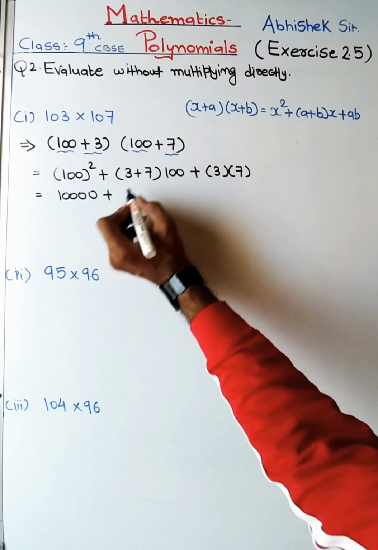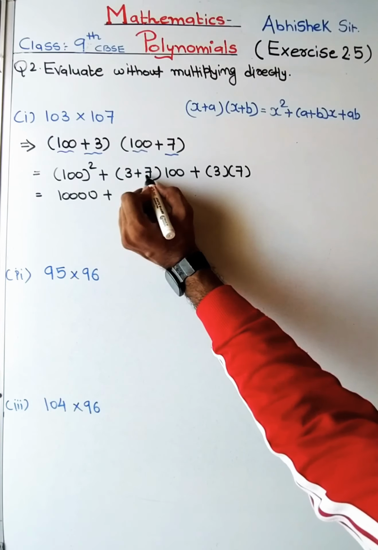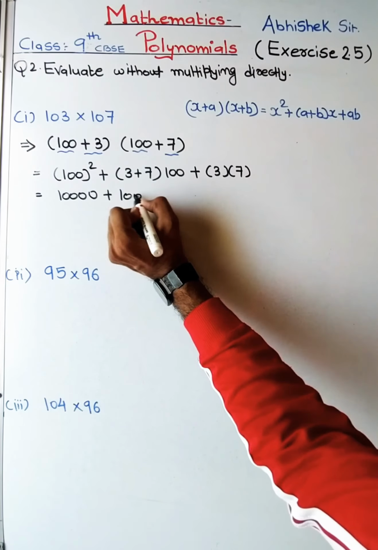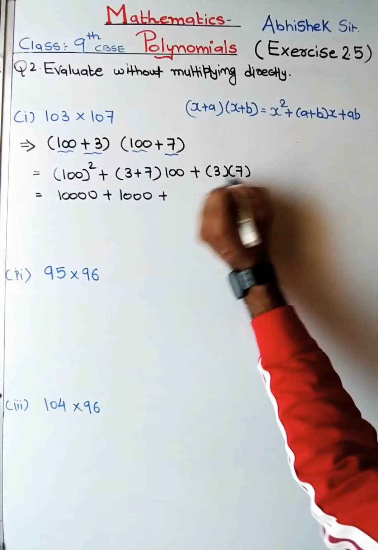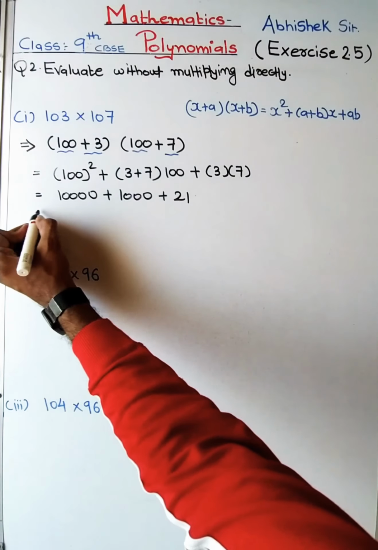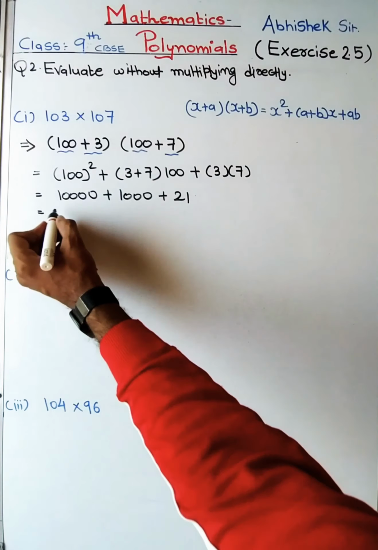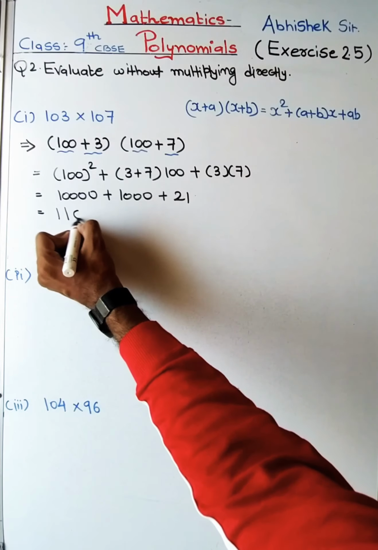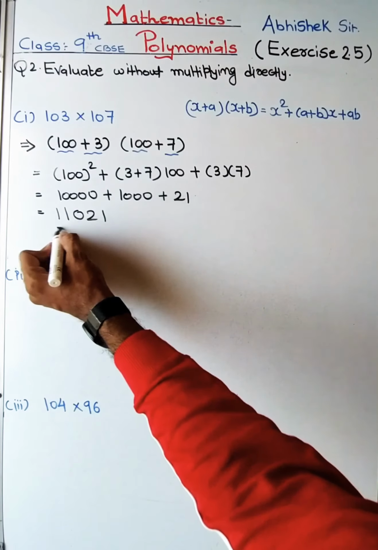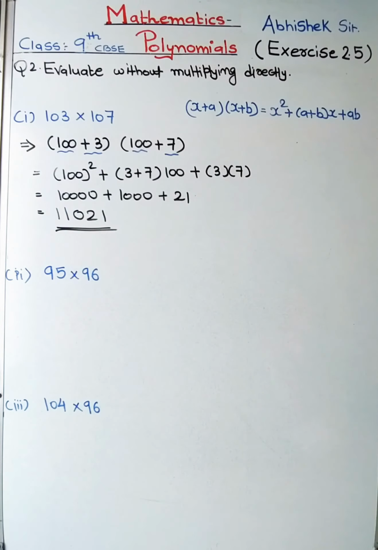plus 3 plus 7 is how much? 10. 10 into 100 is 1000 plus 3 sevens are 21. So if you add it, it will be 11021. Clear? So this is our answer.